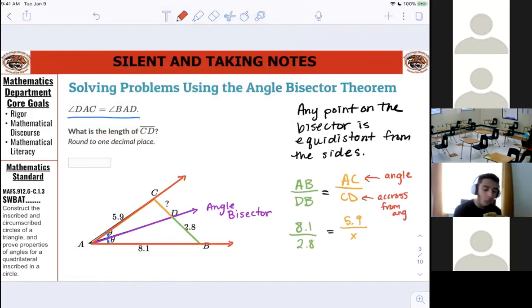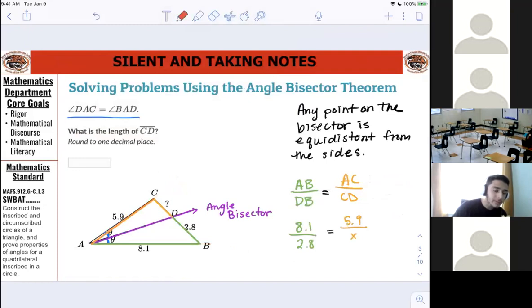So when you set up your equation, that's how it's always going to be. On the numerator is going to be the sides of the angle, and then the denominator is whatever side is on the opposite side, across from it. Okay, so now I have these numbers. Now I got to solve for x.